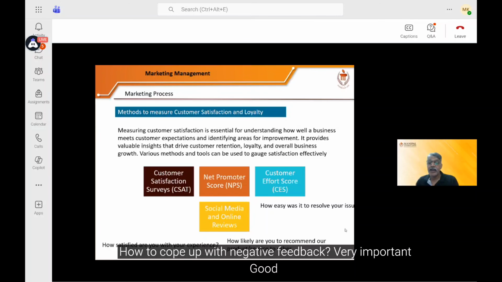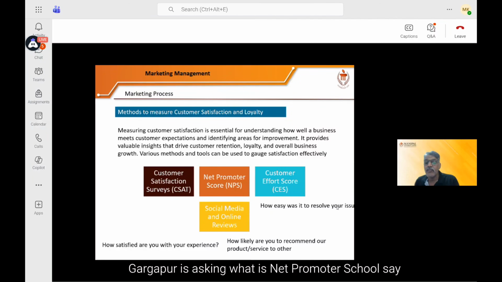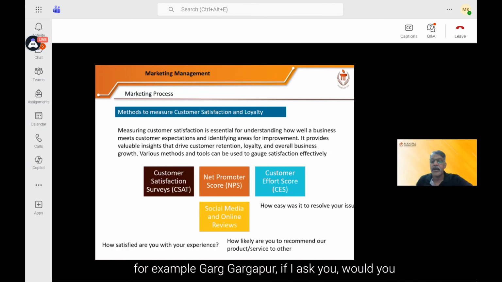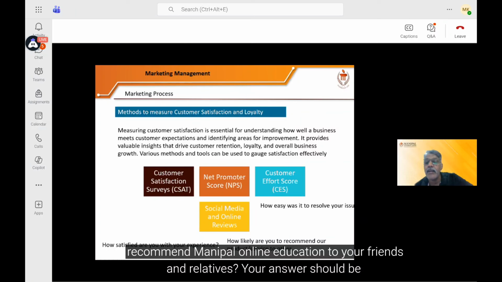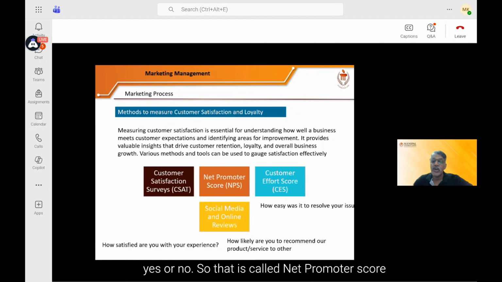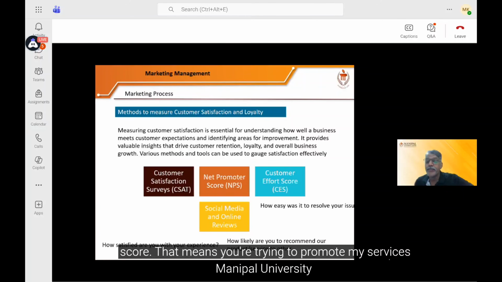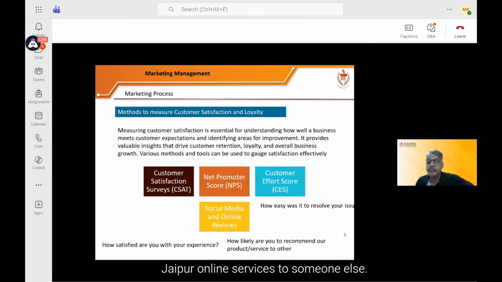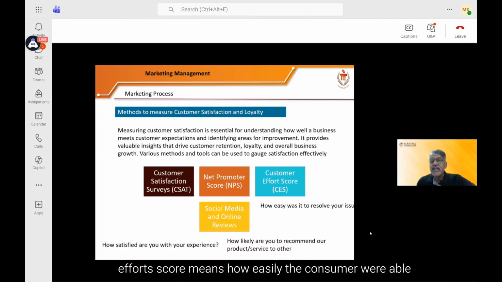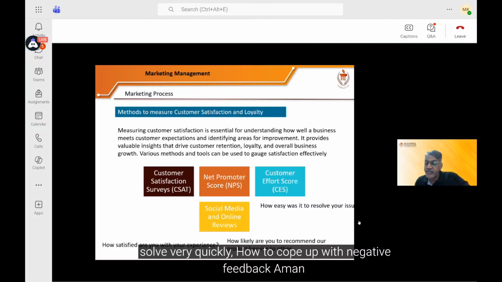How to cope up with negative feedback? Very important. Good question you asked. Garg Apur is asking what is net promoter score? For example, Garg Apur, if I ask you, would you recommend Manipal online education to your friends and relatives? Your answer should be yes or no. So that is called net promoter score. That means you are trying to promote my services, Manipal University Jaipur online services, to someone else. Customer effort score means how easily the consumer was able to get complaints or grudges solved very quickly.